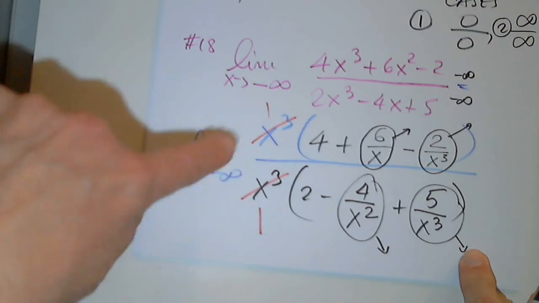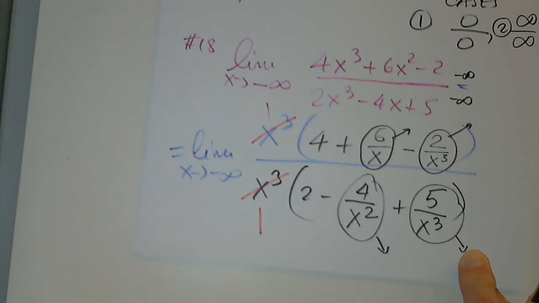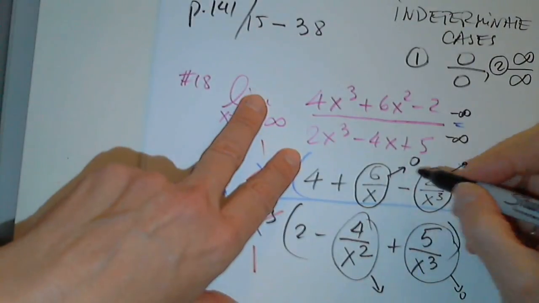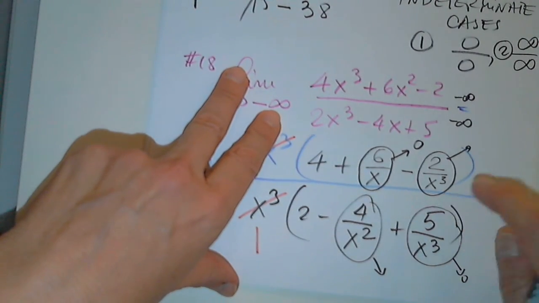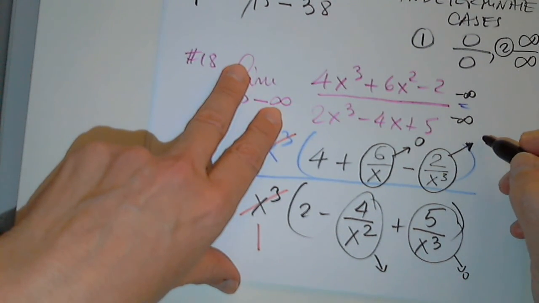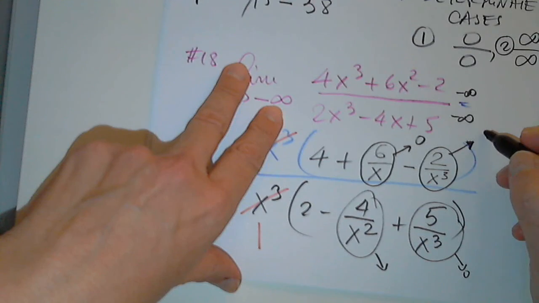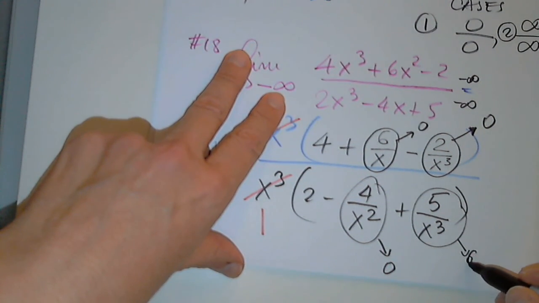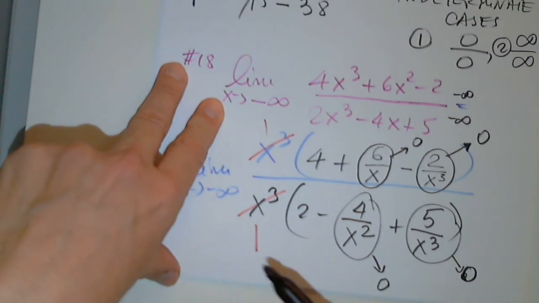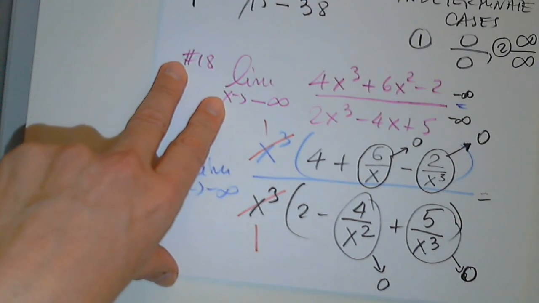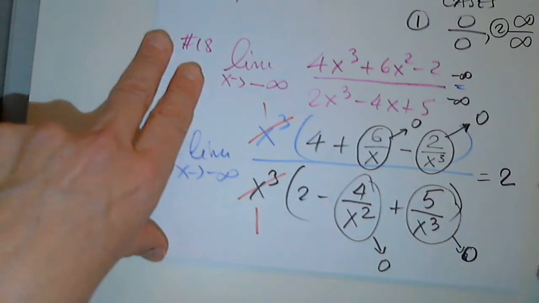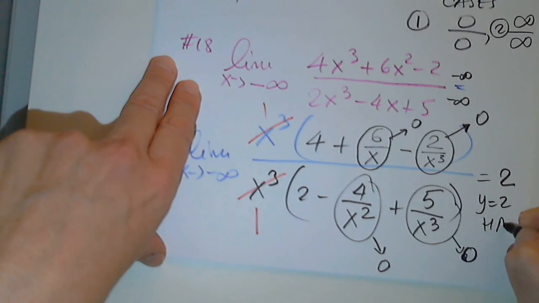Where does this go when x approaches infinity? Right, we just discussed that a minute ago, right? So this approaches 0. Where does this go? 0. Where does this go? 0. Good. So what is left from all this? 4 over 2. That's it. 2. So which means y equals 2 is a horizontal asymptote at negative infinity.